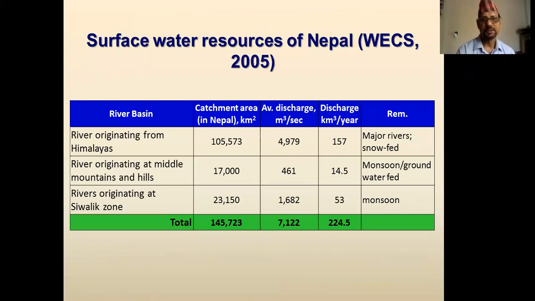If we observe the major rivers flowing through the Himalayas, we can see that the Shivalik region has very low discharge, though the catchment area is large. And the rivers originating near the middle mountains and hills have 14.5 cubic kilometers per year of annual discharge, and there is a much larger discharge from the rivers originating from the Himalaya. That is in the context of surface water resources.